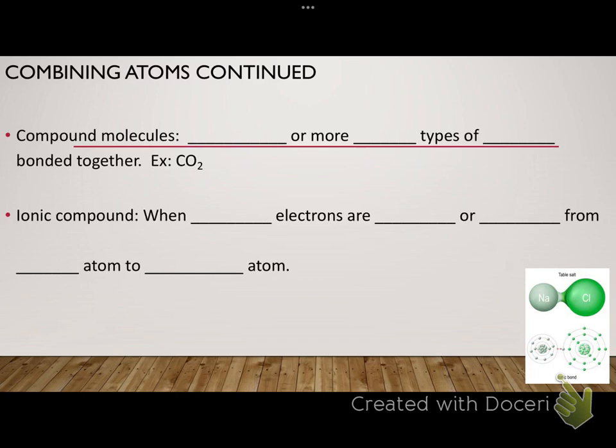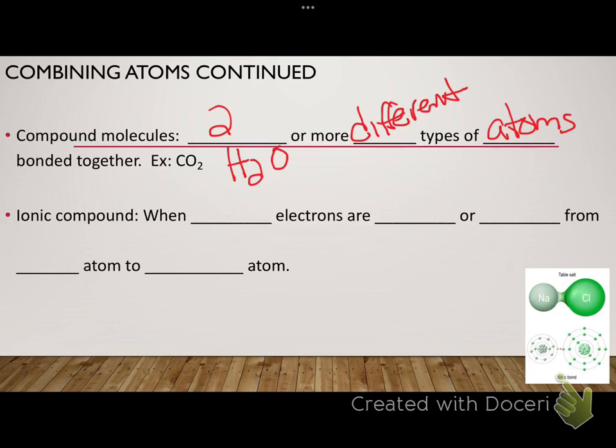So just like we have elemental molecules, we also have compound molecules. And compound molecules are two or more different types of atoms bonded together. For example, carbon dioxide is carbon and two oxygens bound together. Carbon and oxygen are different, so it's two of those. Or H2O is a compound because it is hydrogen and oxygen being bound together. So they're different types of atoms being bound together.